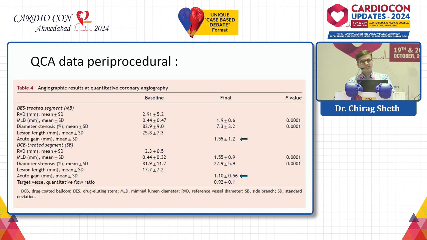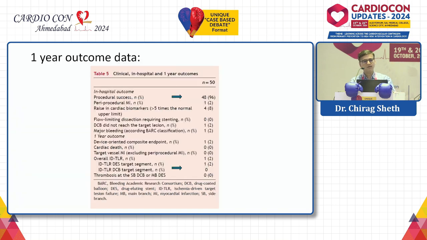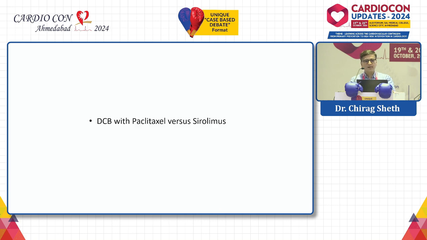And if we see the peri-procedural QCA data, they found that despite a lower acute luminal gain compared to the drug-eluting stent, in the drug-coated balloon arm, if you see the one-year outcome data, procedural success was more than 96% and ischemia-driven target lesion revascularization in the drug-coated balloon arm was 0. So excellent one-year outcome as far as treating the side branch with a paclitaxel drug-coated balloon is concerned.